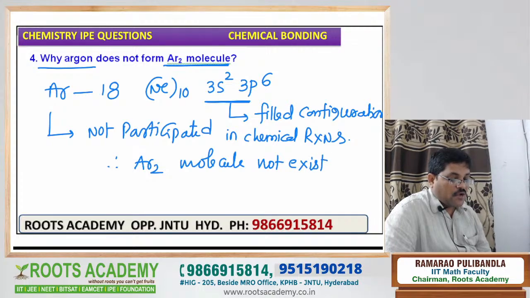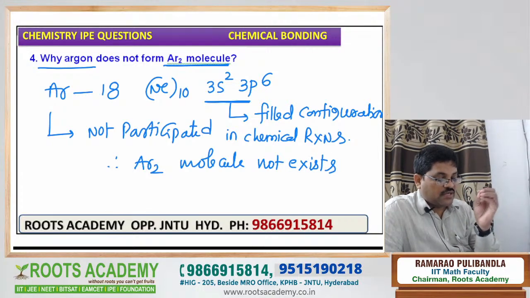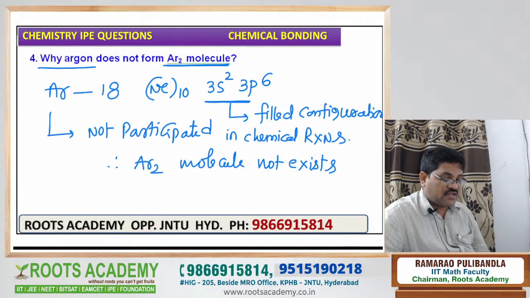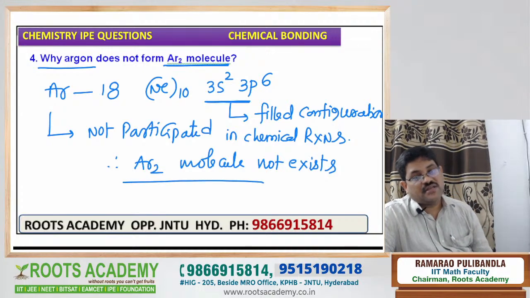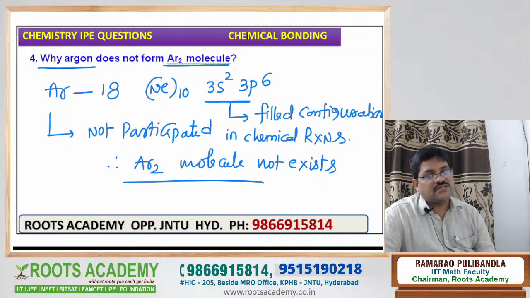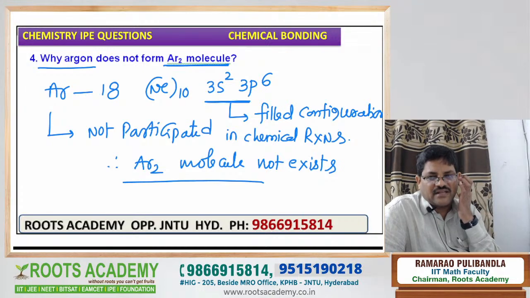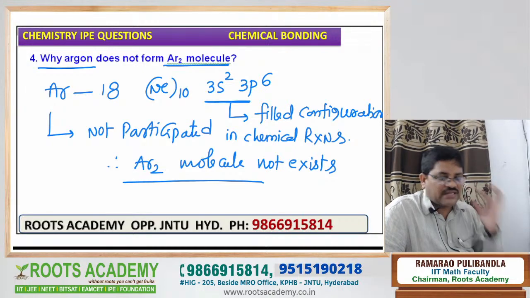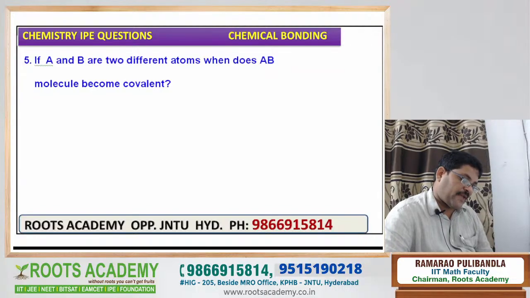Now how will you write the statement? Argon, atomic number 18. The valence shell is a completely filled configuration, so it does not participate in chemical reaction. That's why the Ar2 molecule does not exist. Just write like that, and go to the next IPE question.